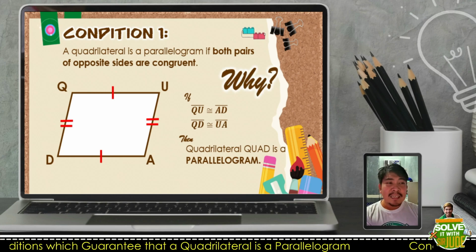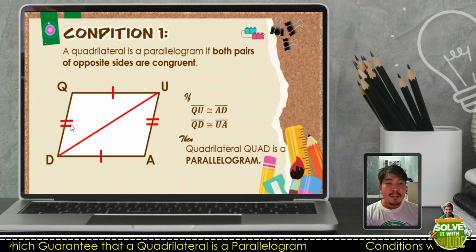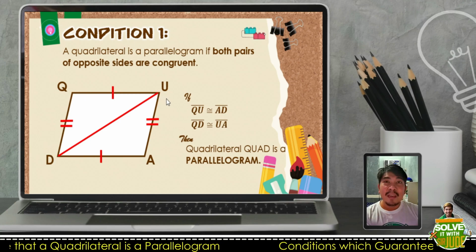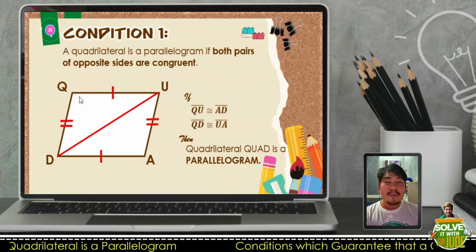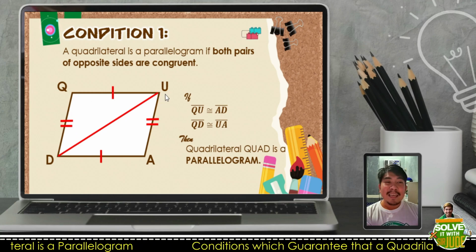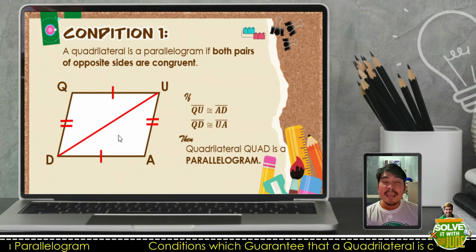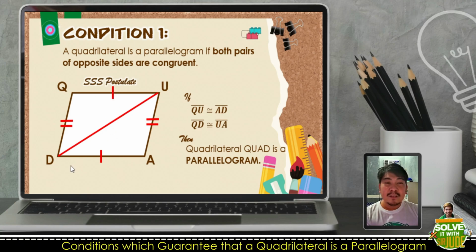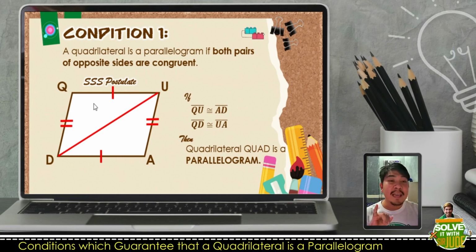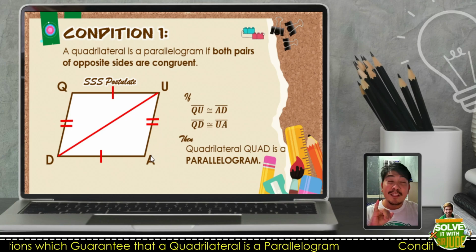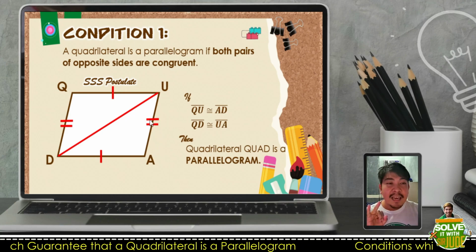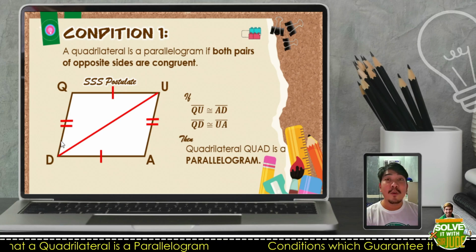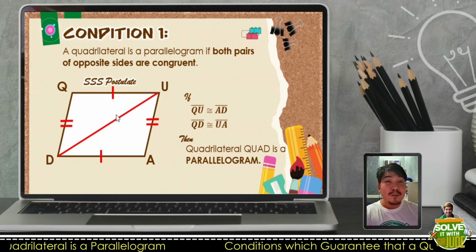So, bakit nga ba siya naging parallelogram? So, if we are going to have the diagonal UD, okay? If you can see, we have here two triangles that are formed. So, we have triangle DQU and triangle UAD. The two triangles are said to be congruent. Bakit? Because of SSS postulate. QU is congruent to AD, so that is the first side. QD is congruent to segment UA, so that is the second pair of congruent sides. And then the last one, by reflexive property, UD is congruent to UD or by itself. So therefore, that will be SSS postulate, the two triangles are congruent.